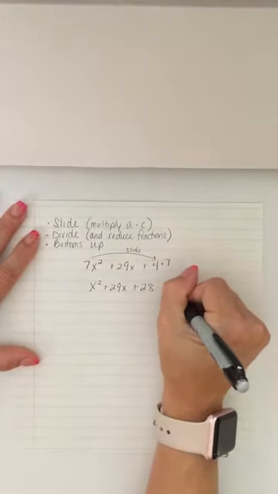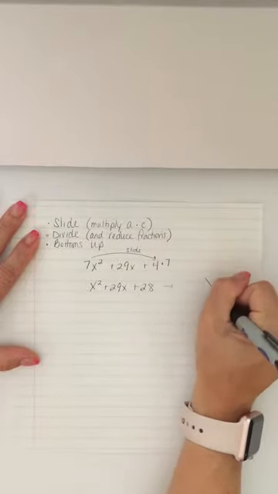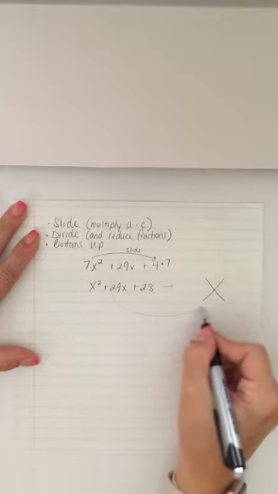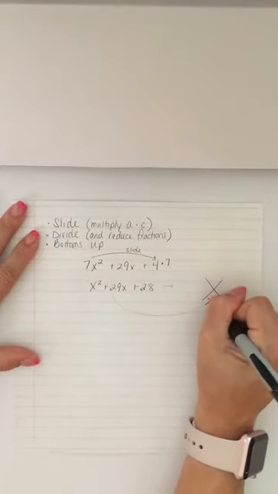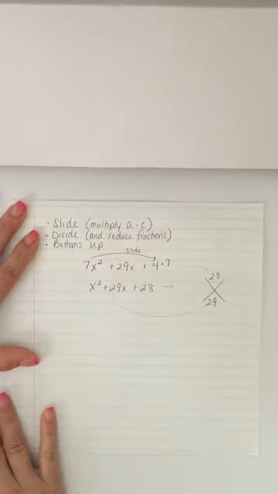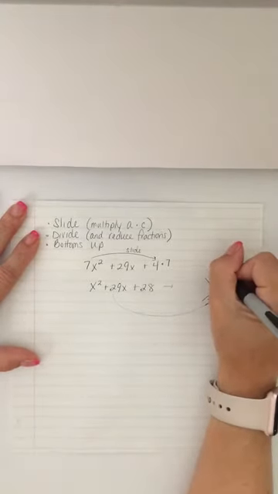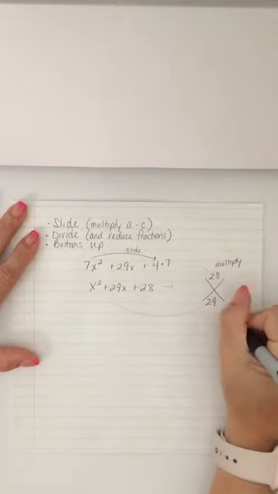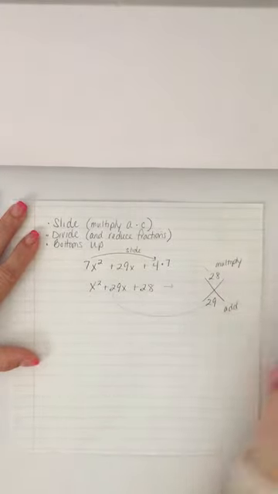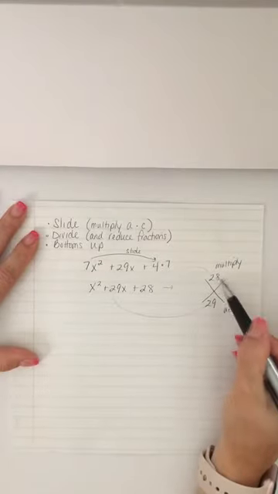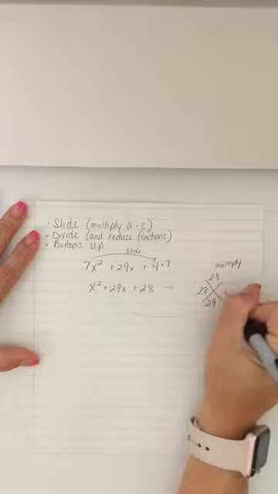Then we factor as usual, so we set up our factor puzzle, our x puzzle. So remember that 29x goes on the bottom and 28 goes on the top. So we want to find the numbers that multiply to 28 and also add up to 29 at the same time. So the factors of 28 that add to 29 are going to be 28 and 1.